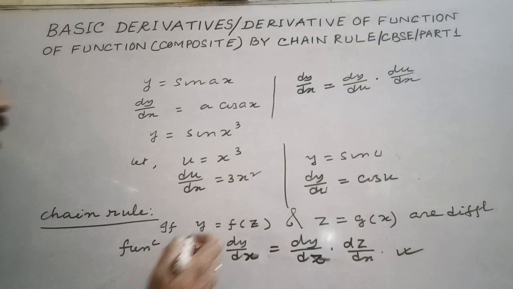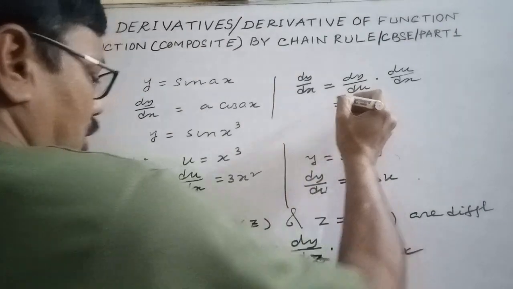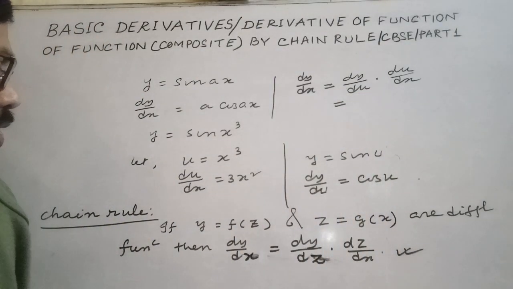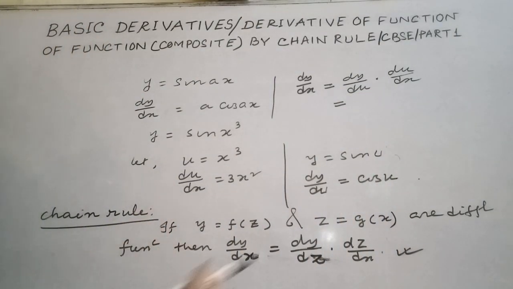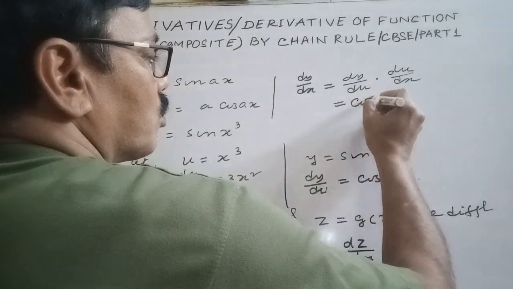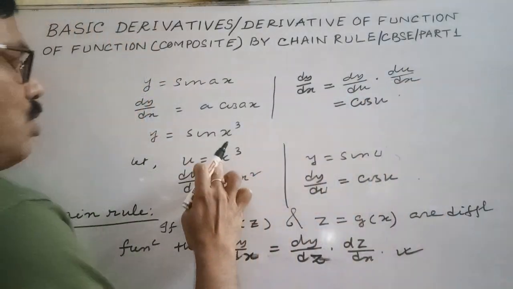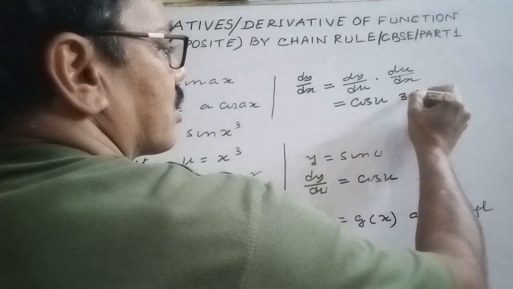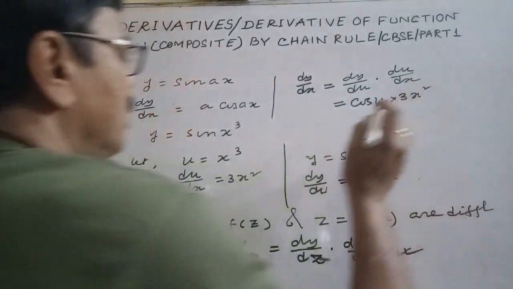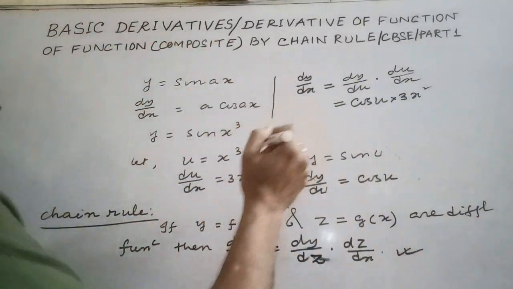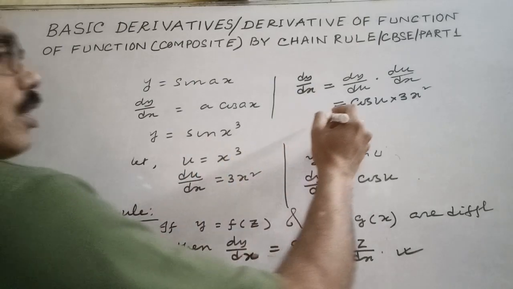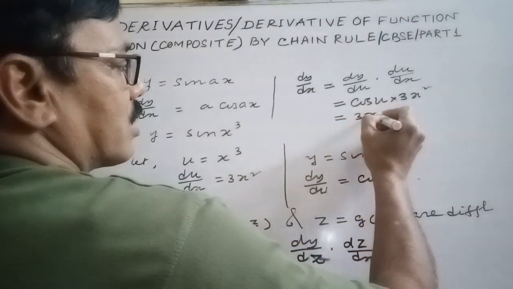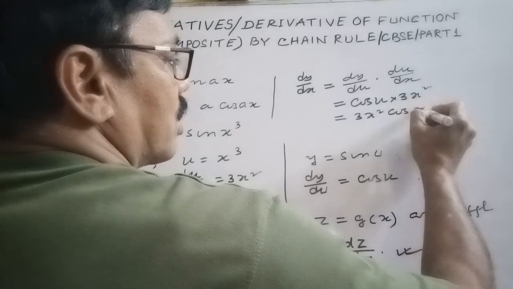Now what is dy by du? So dy by du is cos u. And what is du by dx? This is 3x square. Now the original variable is x. So put the value of u. So 3x square cos x cube.